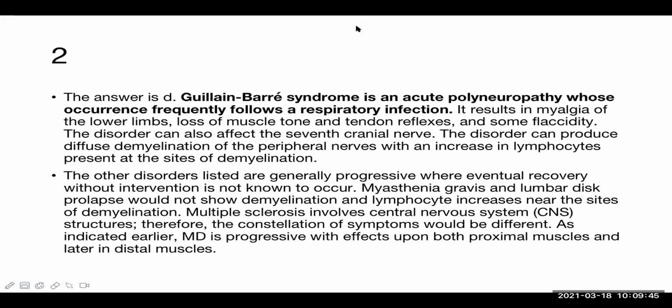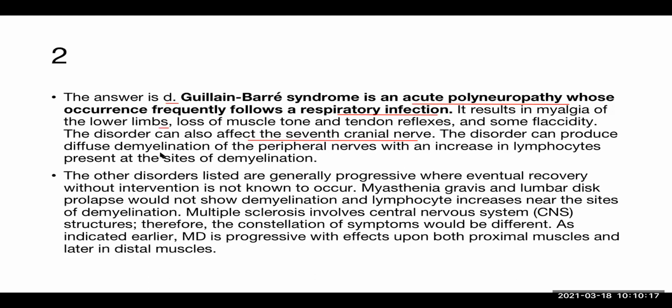Now see here. So let's go through a bit of explanation for the sake of other students. The answer is D, Guillain-Barré syndrome, which is an acute polyneuropathy whose occurrence frequently follows a respiratory infection or GI infection both. It results in myalgia of the lower limb, loss of muscle tone and tendon reflexes, and some flaccidity. The disorder can also affect the seventh cranial nerve, which is also given here. Okay, facial weakness is also a part of that.